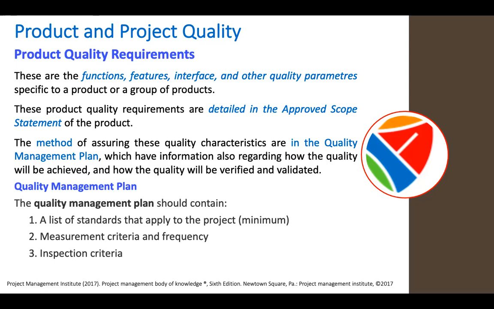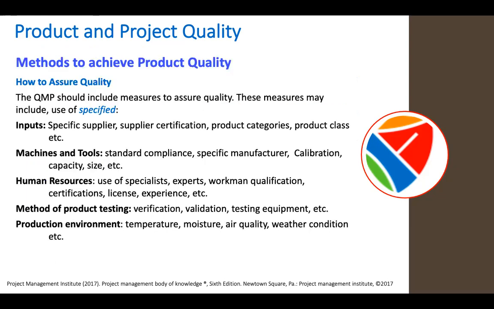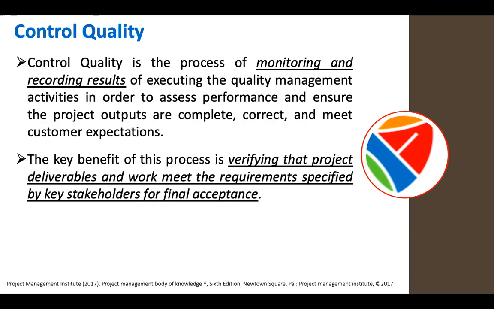All right. And the quality management plan should include measurement to assess quality. These measures may include use of specified input, machines and tools, human resources, methods of product testing, product environment. And then we will be working on control quality. It's a very important phase, monitoring and controlling the results of executing the quality management activities. So we need to record everything.